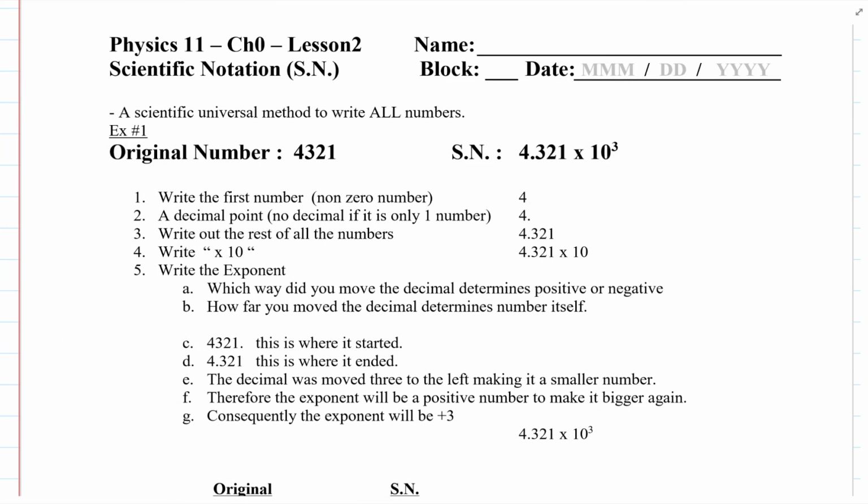Welcome back, physics fans. Here we are on scientific notation, lesson number 2, on Physics 11. It's a universal method to write all numbers. Universal meaning we want the whole world to understand what we're doing, and when we read their numbers, we want to know what their numbers are. So it's just the way that we do it in science.